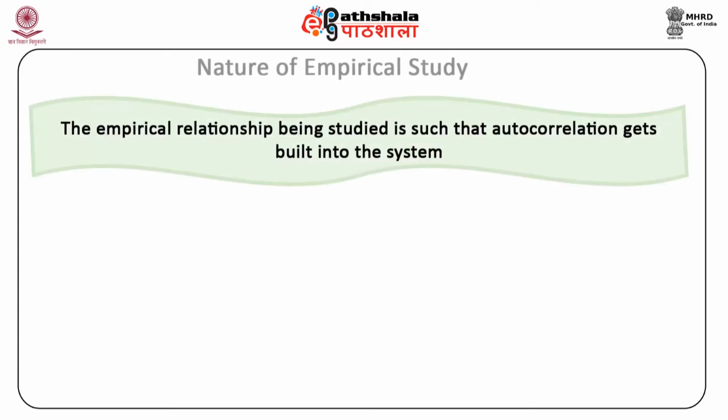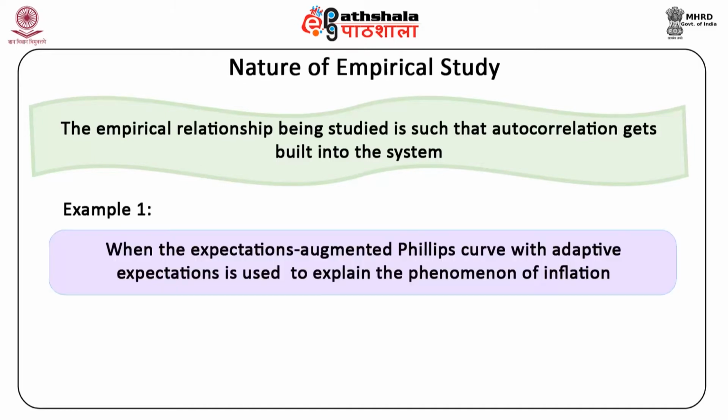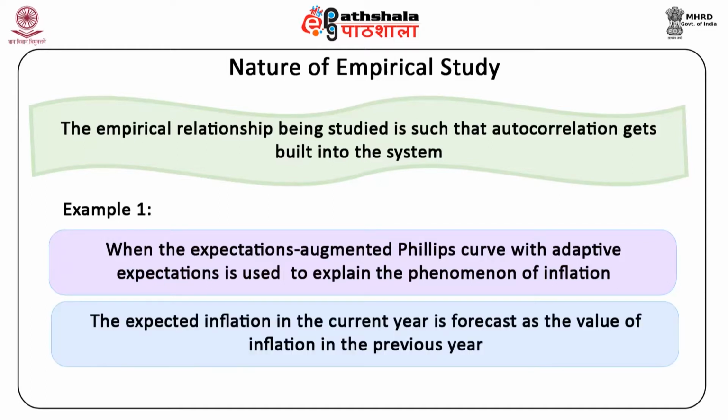Sometimes the empirical relationship being studied is such that the autocorrelation gets built into the system. For example, when the expectations augmented Phillips curve with adaptive expectations is used to explain the phenomenon of inflation, then the expected inflation in the current year is forecasted as the value of inflation in the previous year.